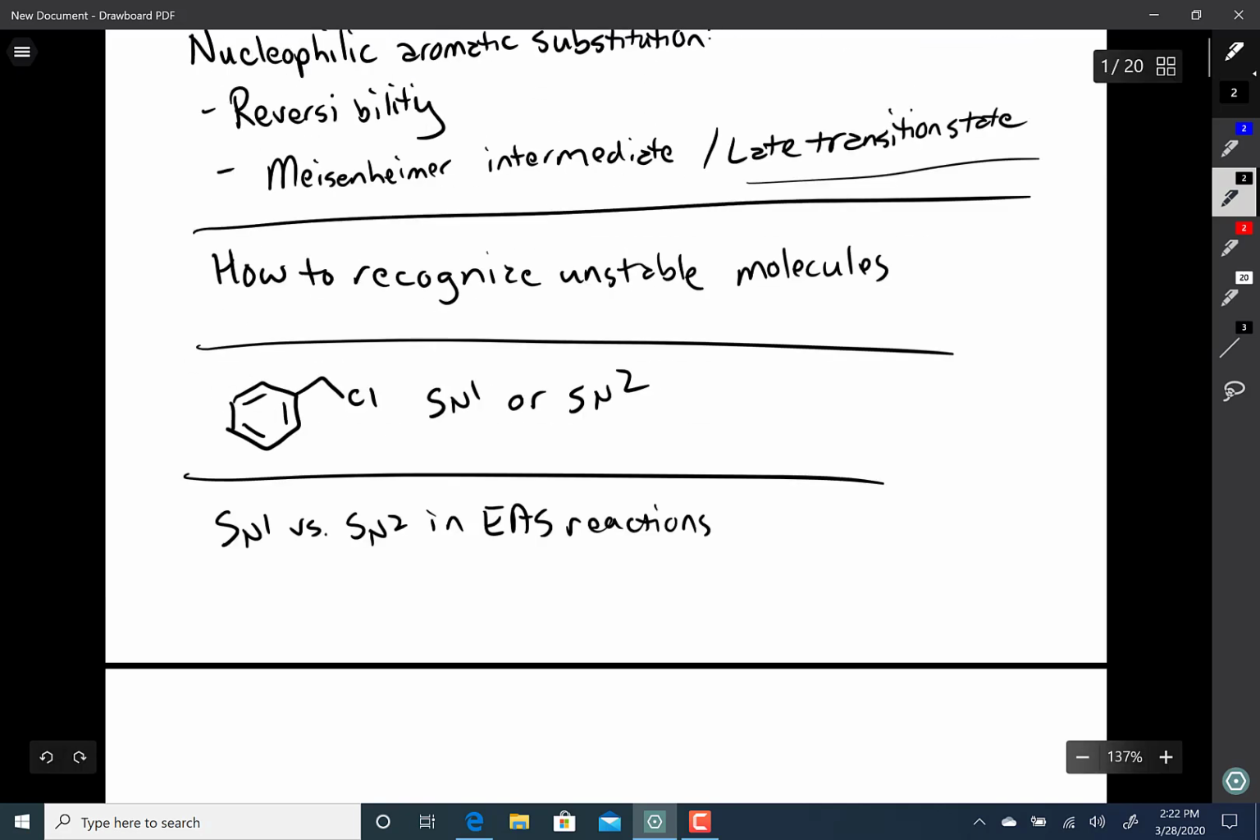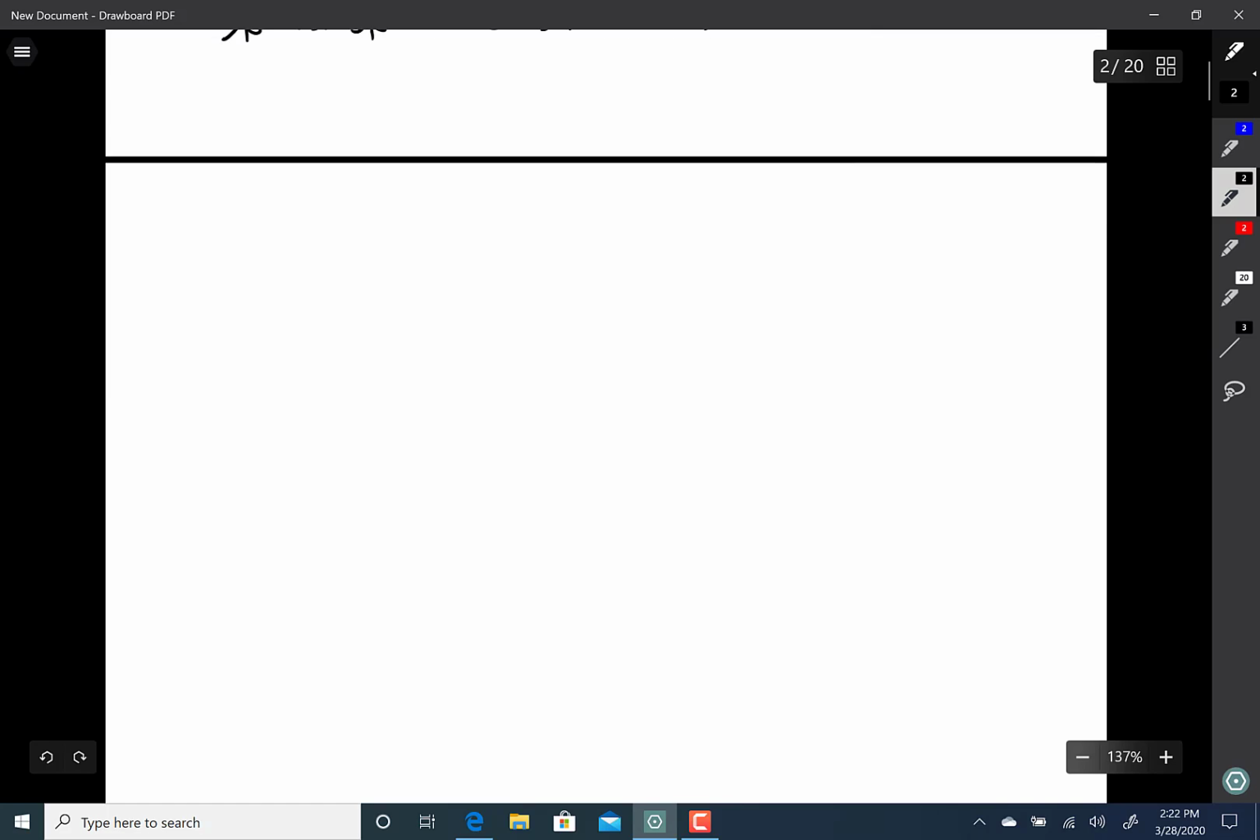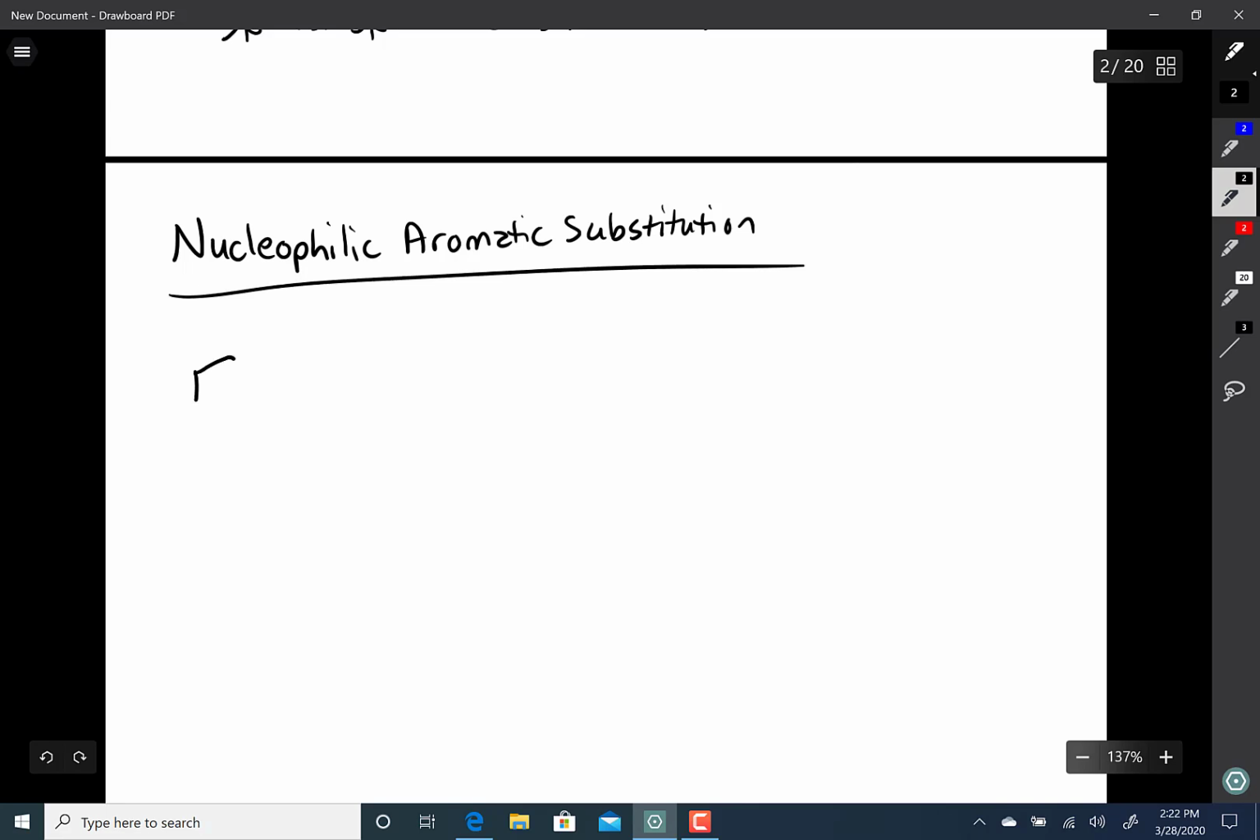Okay, so nucleophilic aromatic substitution. What's occurring in a nucleophilic aromatic substitution? In fact, let's just use pyridine as an example.